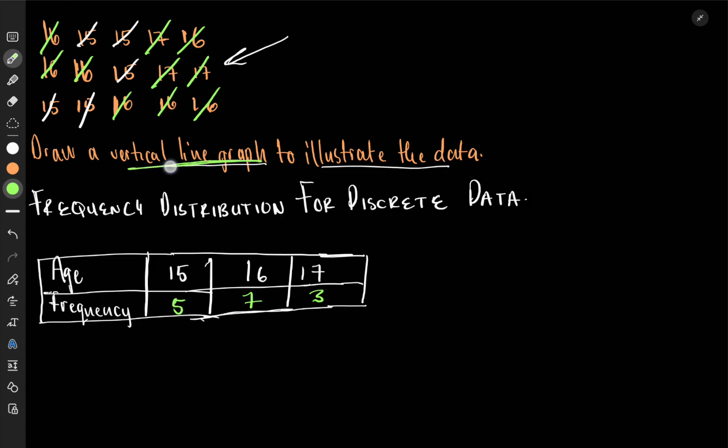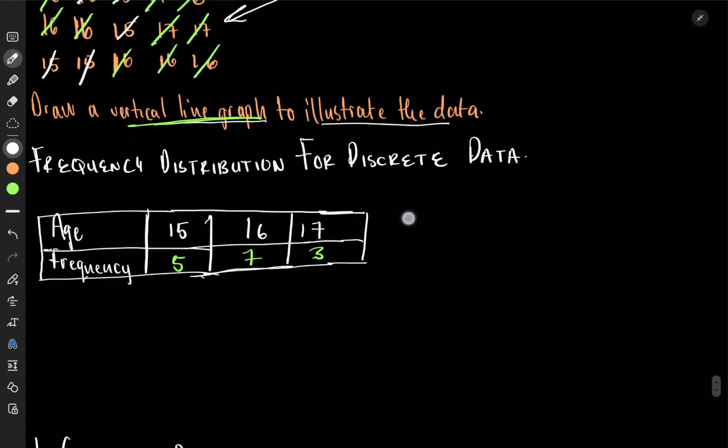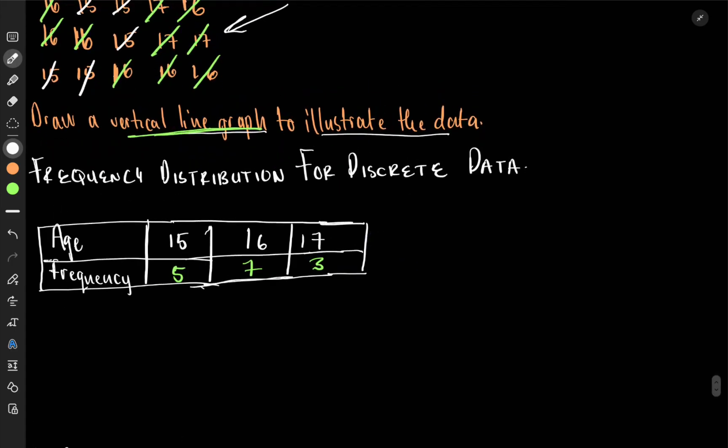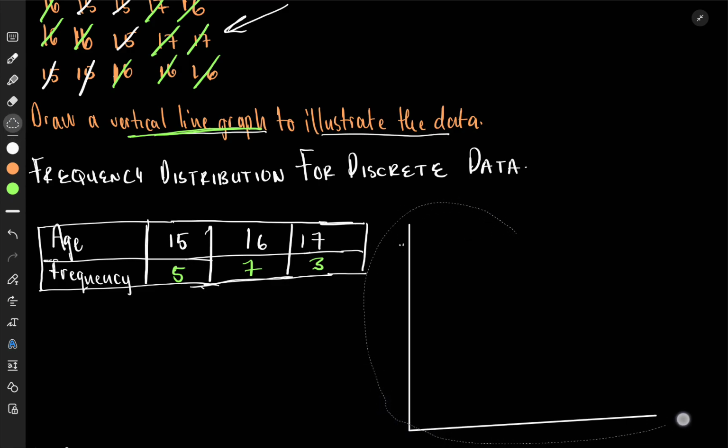They want a vertical line graph. A vertical line graph is like a bar chart, only that it doesn't have bars, it has lines. So now let's go ahead and put one. I'm going to put it here. Sorry for lack of space. I'm going to do this, then I do that. Then I'm going to push my diagram up a little bit.